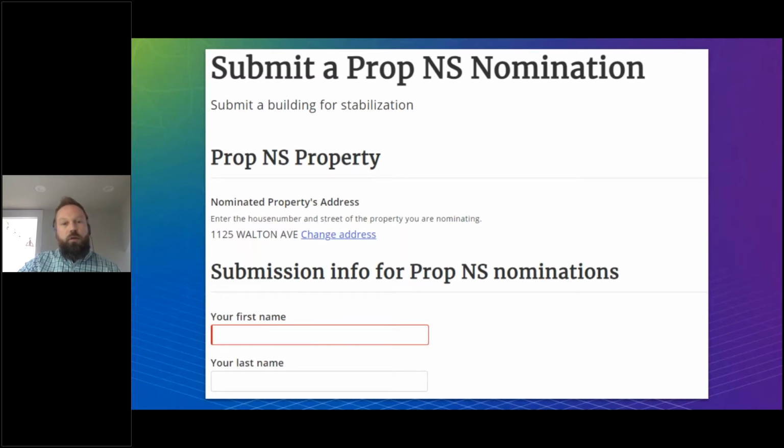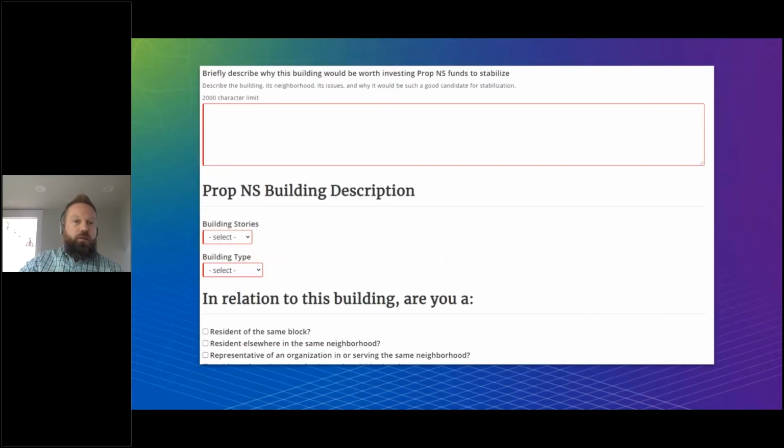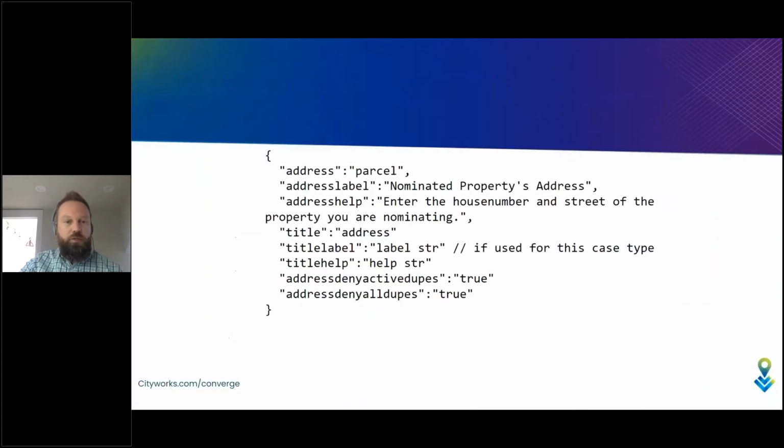So you see here, our web integration module is drawing a lot of its configuration directly from the case template and the definitions that we've created for the data detail groups and data detail items. And it respects a custom required data detail item. And then they can briefly describe why this building is worth investing the funds in, a little extra information about the building and the person doing the nomination.